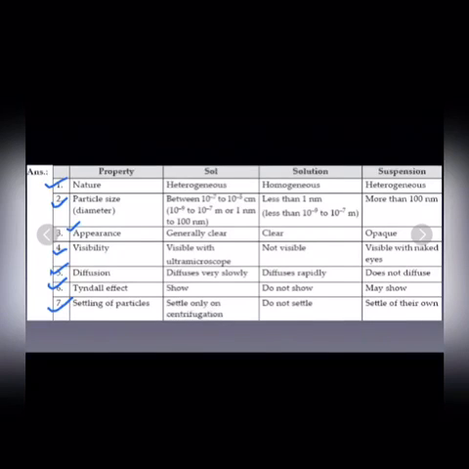Last is settling of particles. Colloidal solution settles only on centrifugation. Solutions do not settle, and suspension settles on its own. So on the basis of these 7 properties, you can differentiate between these 3.